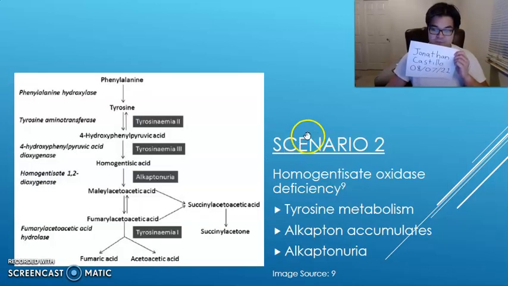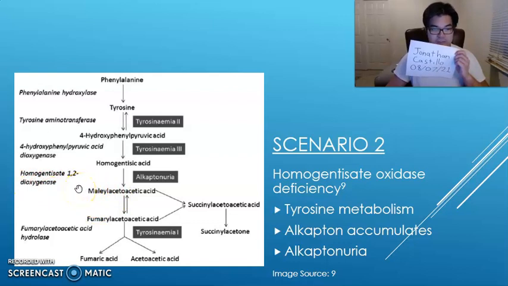Scenario 2. Based on the examination and medical history of the patient, this is likely a homogentisate oxidase deficiency. This enzyme is primarily used in tyrosine metabolism, converting tyrosine to amino acid, glutamate, acetyl-CoA, and acetate. This first involves the transamination of tyrosine, and after several reactions, homogentisic acid is formed. This homogentisate is converted to maleylacetoacetate via homogentisate oxygenase, which is where the deficiency can occur.